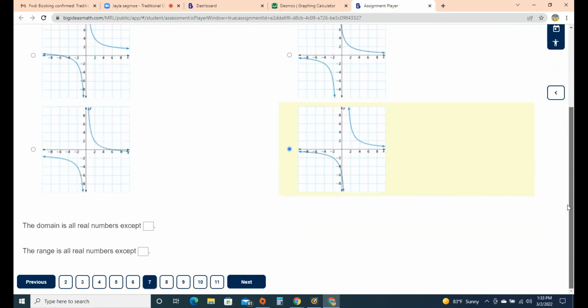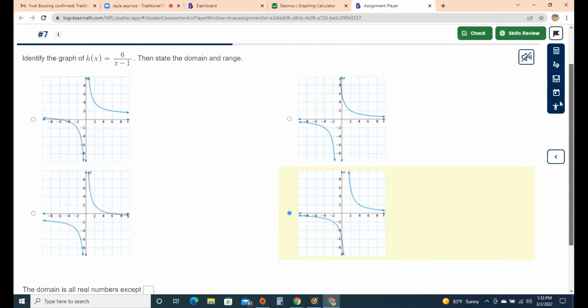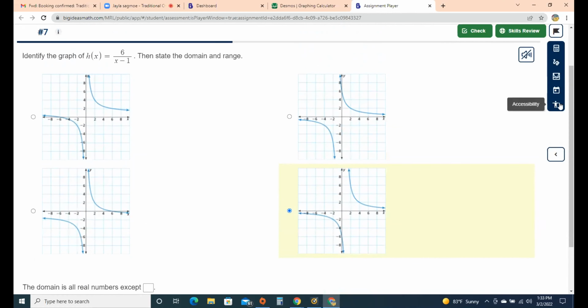Cool. Okay, so the domain, if you scroll up just a tiny bit to that original function, where does the bottom equal 0? For what x value does the bottom equal 0? Give me a number for x. We could do 1. Yes, 1. So 1 minus 1 gives you 0. That's your excluded value.